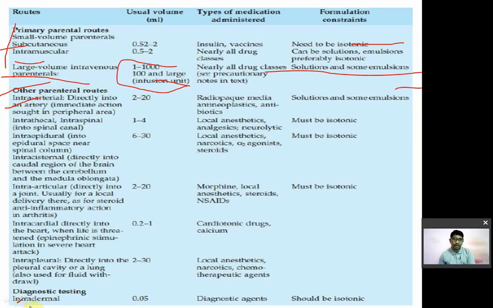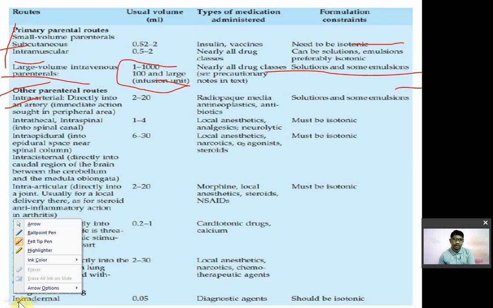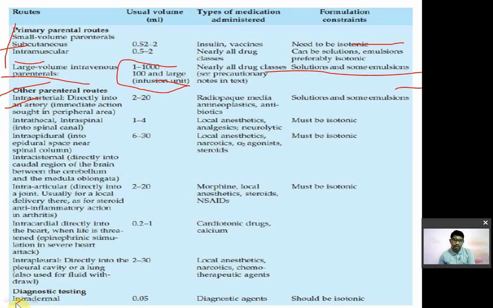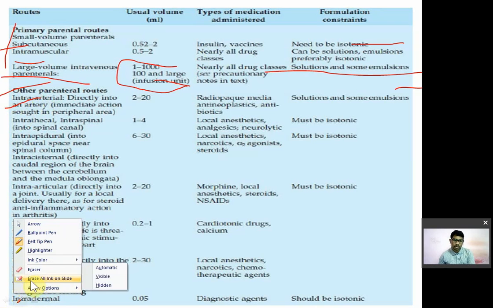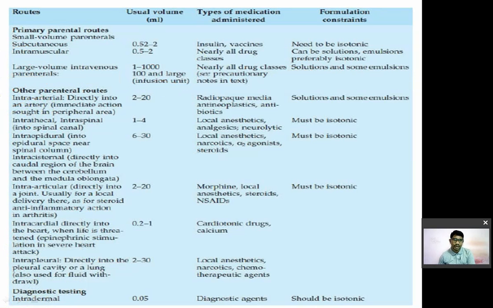इंट्रा आर्टेरियल, आर्टरी जो होता है आपका आर्टरीज ब्लड वेसल. इंट्रा आर्टेरियल मतलब क्या? So you have to inject your drug solution directly into the artery. That is known as intra-arterial, directly into the artery for immediate action. For immediate action you can inject 2 ml to 20 ml in the artery.